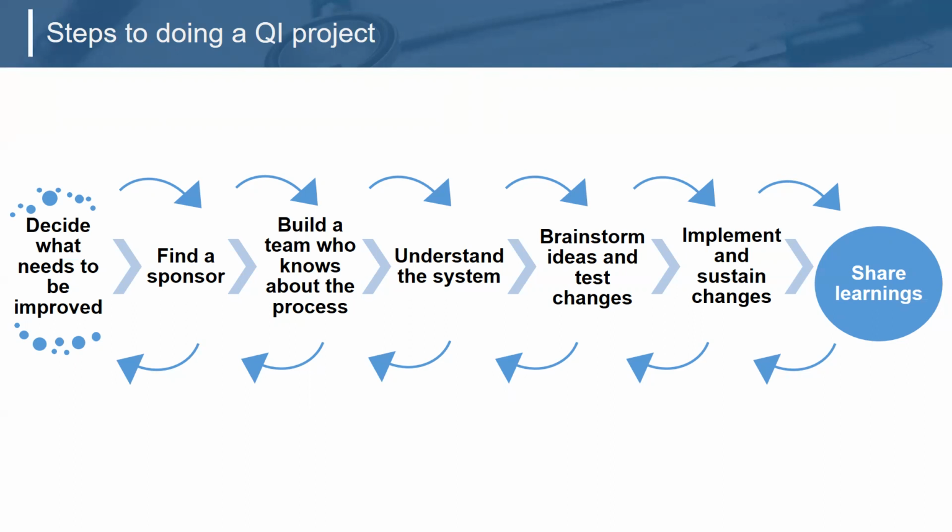Once you really understand that problem, you can come up with some change ideas and you can test them out and see how they go. Some things will work and some things won't. And you need to learn that through small tests of change, the PDSA cycles. Once you've found what works, then you're going to want to implement that and sustain those changes that you've made. A big piece of quality improvement is trying to sustain those gains that you've made.